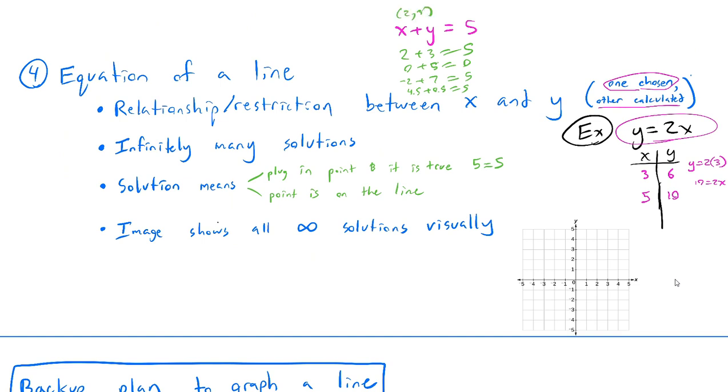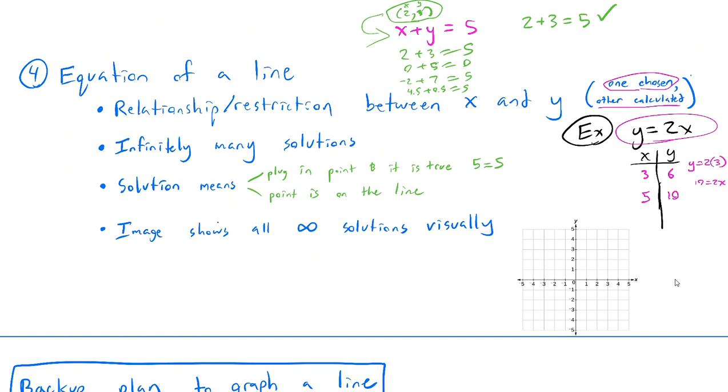So down here I say a solution means if we plug in this ordered pair, if we plug in the x for the x and the y for the y, I get 2 plus 3 equals 5. Check. That is true. That means the ordered pair (2, 3) that I wrote up there is a solution to this equation. That means that point lies on this line.